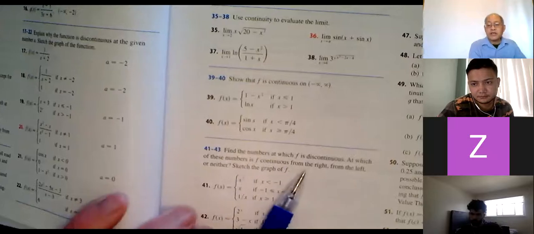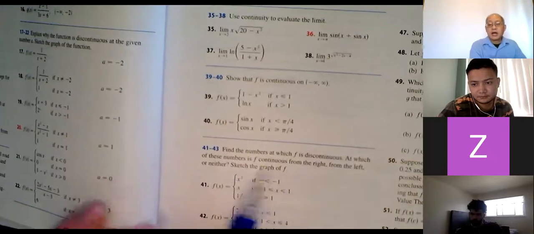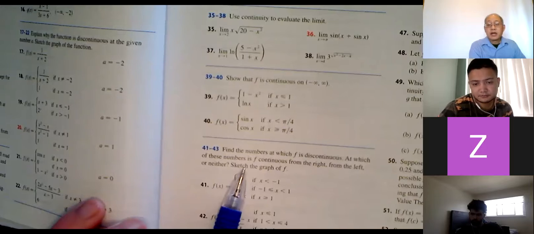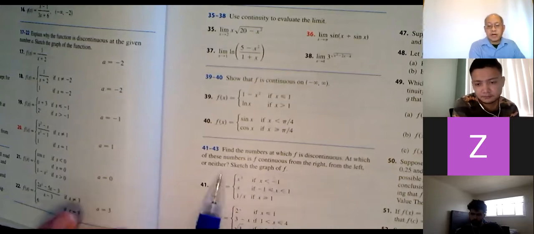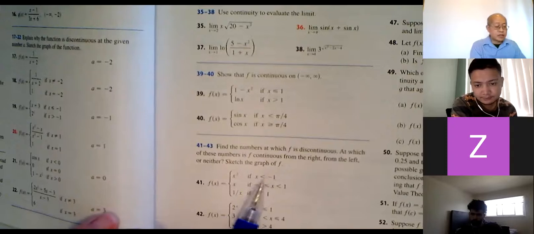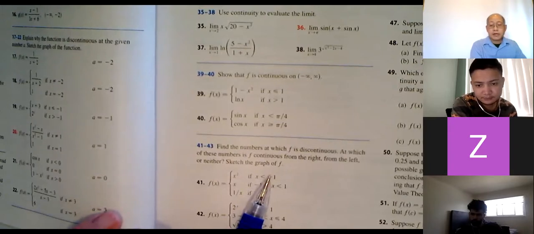Find the numbers at which f is discontinuous. At which of these numbers is f continuous from the right, from the left, or neither? Sketch the graph of f. You should actually sketch the graph first, and then you can tell whether it's discontinuous or continuous.